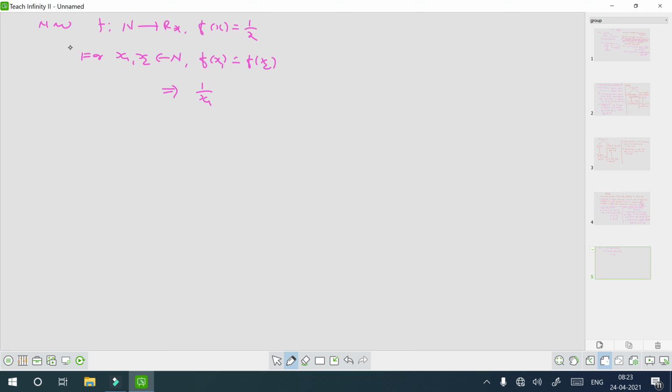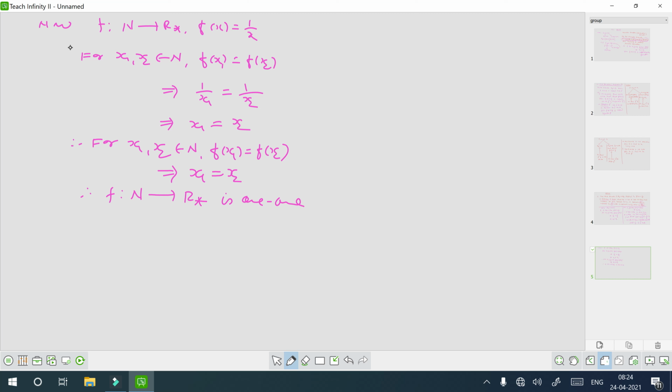This implies 1 by x1 is equal to 1 by x2, because it is a set of natural numbers, definitely it is positive as well as non-zero. So x1 is equal to x2. So what we have seen: for x1, x2 belongs to N, f of x1 is equal to f of x2 implies x1 is equal to x2, and therefore f from N to R star is 1-1.